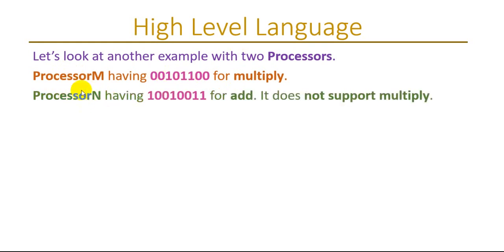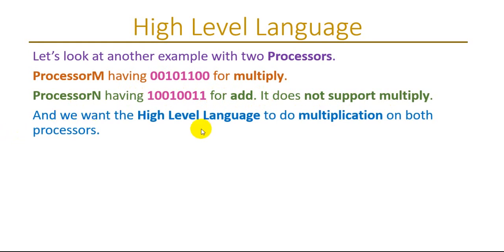And we have another processor called processor N having 1 0 0 1 0 0 1 1, and this is the instruction for add. And also we will assume this processor N manufacturer has not put an instruction to multiply. So processor N does not have multiply. Okay, it can't do multiplication. Processor M can do multiplication, processor N cannot do multiplication. So let's see this situation.